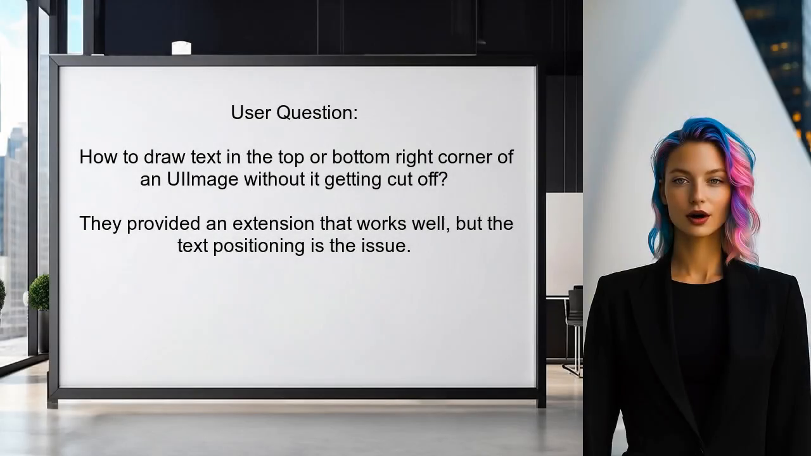Here's the specific question we're addressing. One user asked how to draw text in the top or bottom right corner of a UI image without it getting cut off. They provided an extension that works well, but the text positioning is the issue. Sound familiar? Let's dive in.